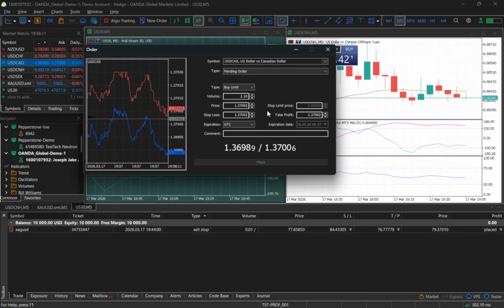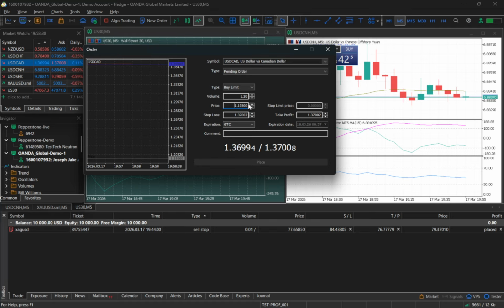Here's a clear example. Suppose EUR/USD is trading at 1.2000 and you believe it will dip before moving higher. You set a buy limit at 1.1950. The trade will only open if price falls to 1.1950 or better. If the market never touches that level, the order simply won't execute. That's the beauty of limit orders. You define your entry and let the market come to you.